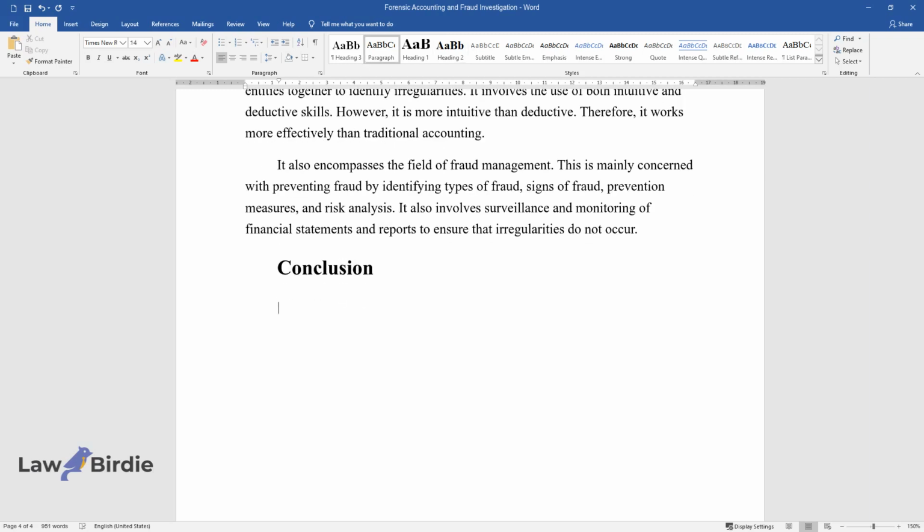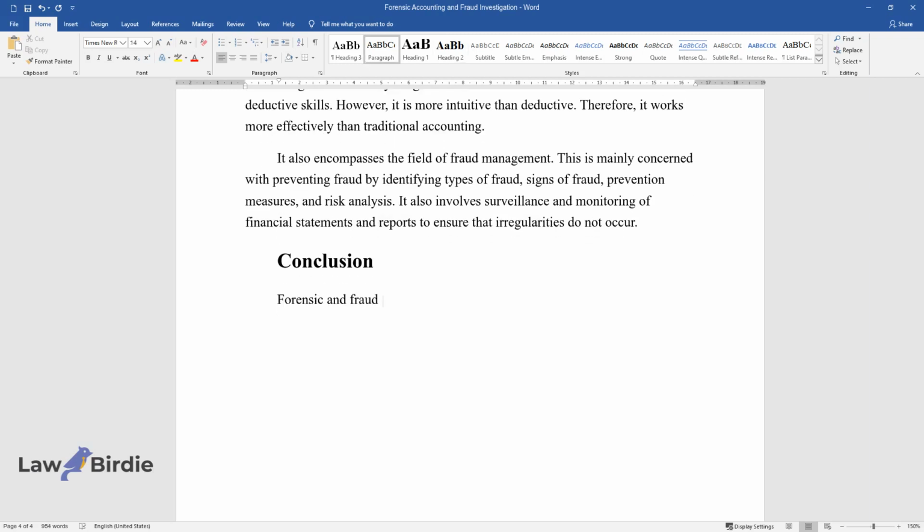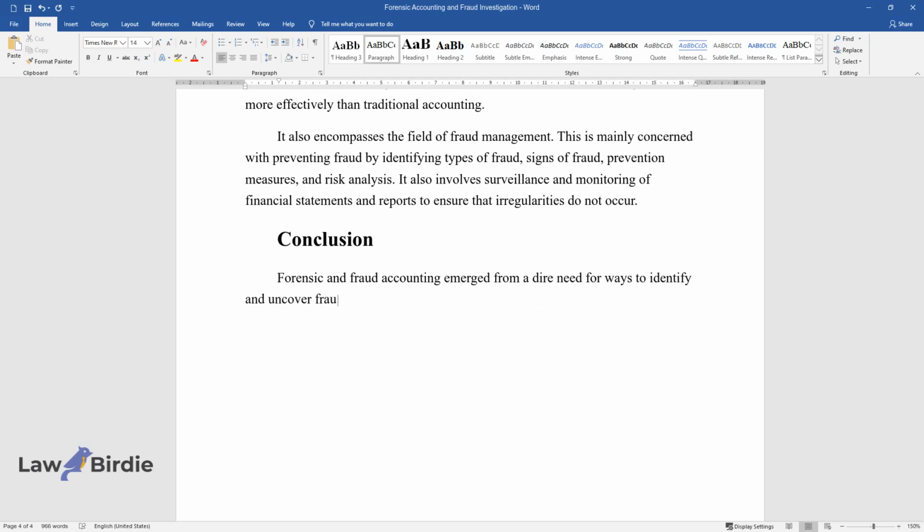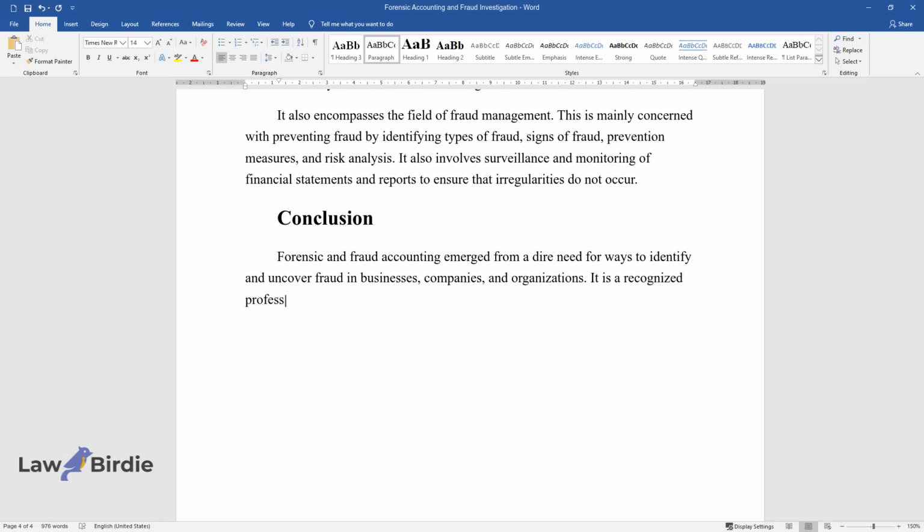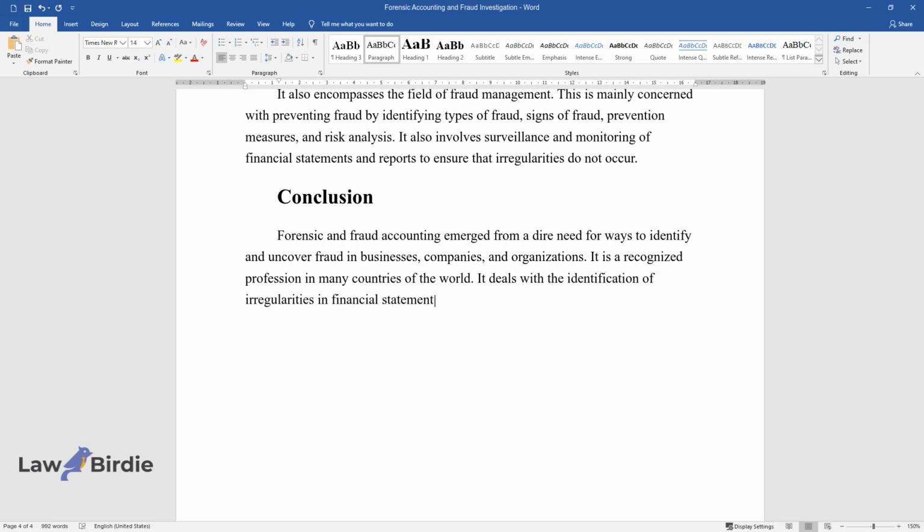Conclusion. Forensic and fraud accounting emerged from a dire need for ways to identify and uncover fraud in businesses, companies, and organizations. It is a recognized profession in many countries of the world. It deals with the identification of irregularities in financial statements, reports, and accounts to identify fraud.